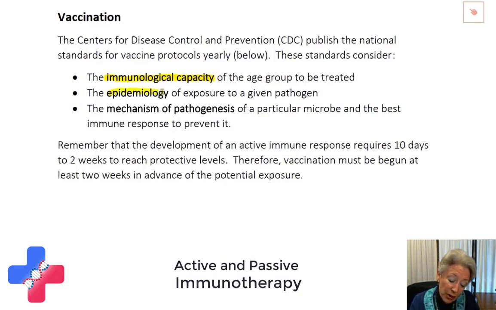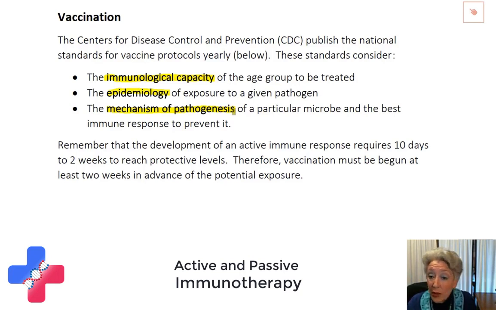We also have to keep in mind the epidemiology of the pathogen we're trying to protect against, because there are some things that are respiratory, there are some things that are sexual or parenteral, and so knowing the times in a patient's life when they would become susceptible to a given pathogen, of course, factors into what we want to do for therapy. Finally, the mechanism of pathogenesis of a particular microbe and the best immune response to protect against it is the final thing.